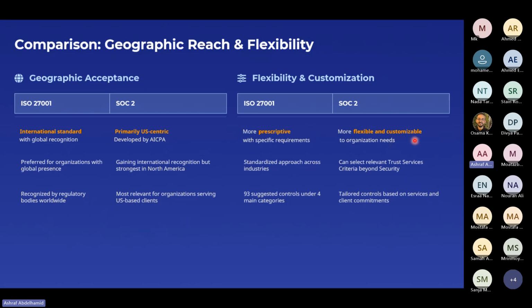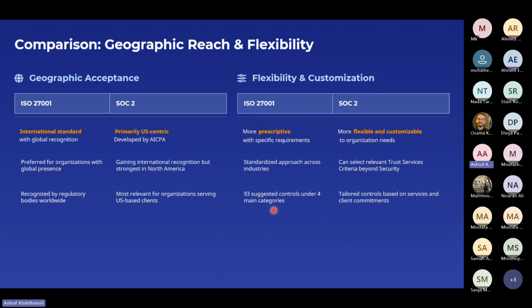Why? Because we can choose. For example, for this customer or for that engagement, our focus is not on availability. Availability is not important, but we need to focus on security and privacy. That's fine, so SOC 2 can be based on that. But in ISO 27001, you cannot do that. Those are requirements you have to apply.